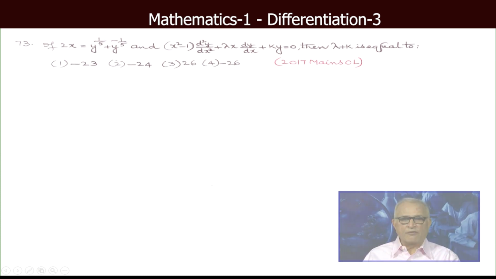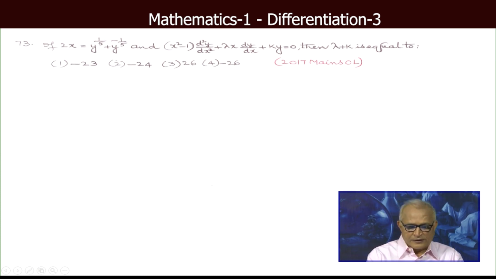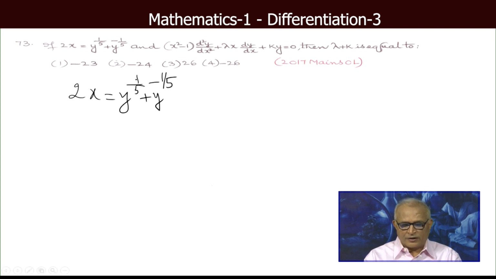2x ఈక్వల్ టు y పవర్ 1/5 ప్లస్ y పవర్ మైనస్ 1/5. Because this is a rational index, y must be positive. So the sum of a positive number and its reciprocal is always greater than or equal to 2 for all y. Follow? So x greater than or equal to 1.